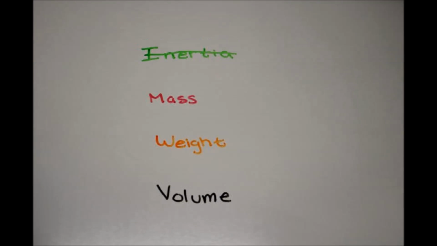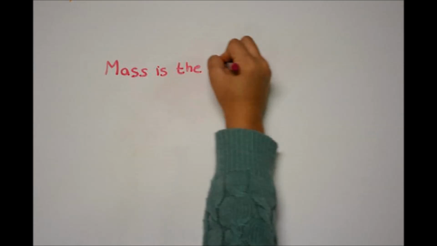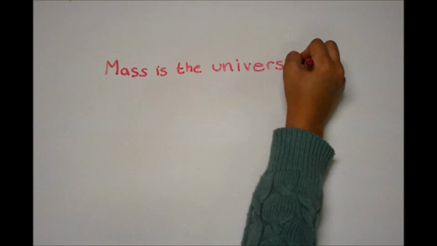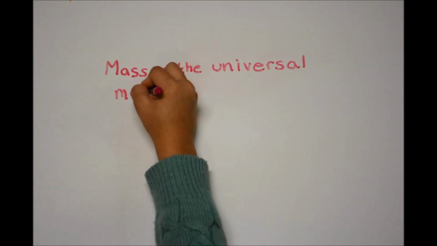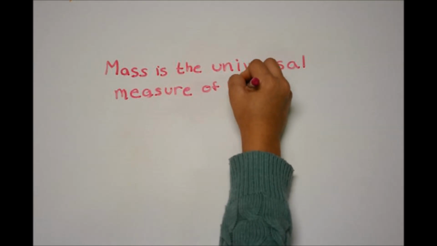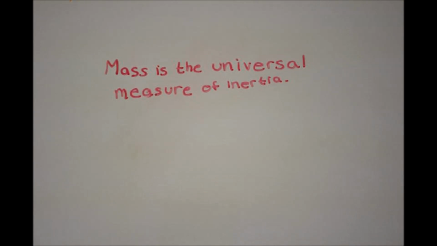Alright, next is mass. Mass is the universal measure of inertia, usually in kilograms. To distinguish mass between different objects, students can compare weights and how much space they believe the object takes up. Next up is weight.